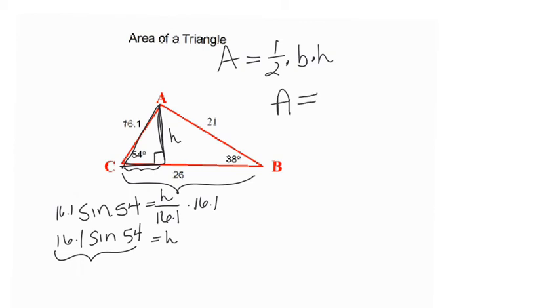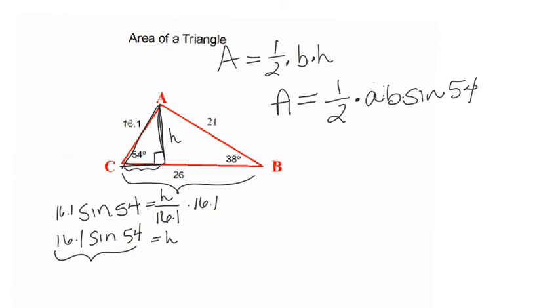Let's think about this in terms of what we know here. The area of this triangle is 1/2. The base of this triangle is side CB, or we could call it little side A, which I think is what I'm going to call it. And then I have this 16.1, that's little side B. And then I have sine of the angle 54. So this is kind of a direct result of using SOHCAHTOA to find the area of a triangle.